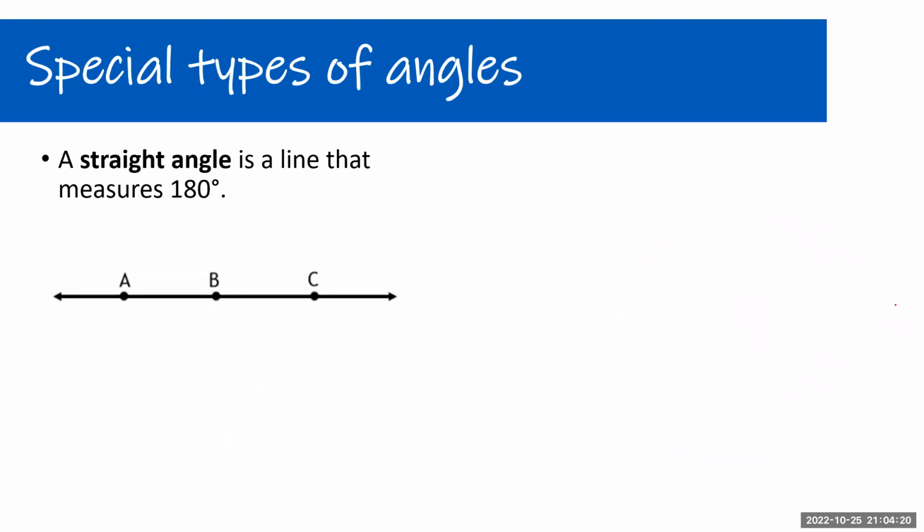Now, there are special types of angles too that we can talk about. A straight angle is the simplest, and a straight angle is just a line. It measures 180 degrees because it's half of a circle, right? You can think about it: if you drew a circle around here, this is angle B, and you went half of a circle, so it's 180 degrees. We could name this one angle ABC or angle CBA, and really we could name it angle B.